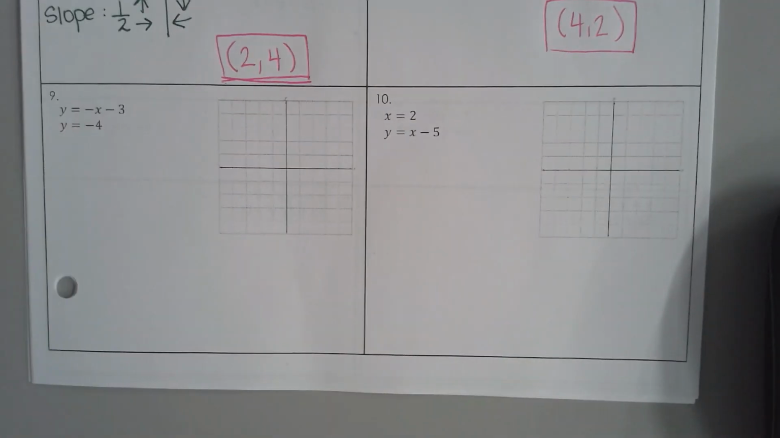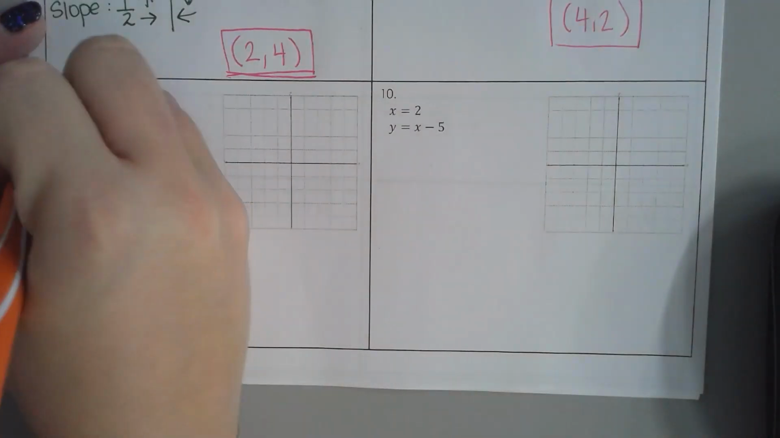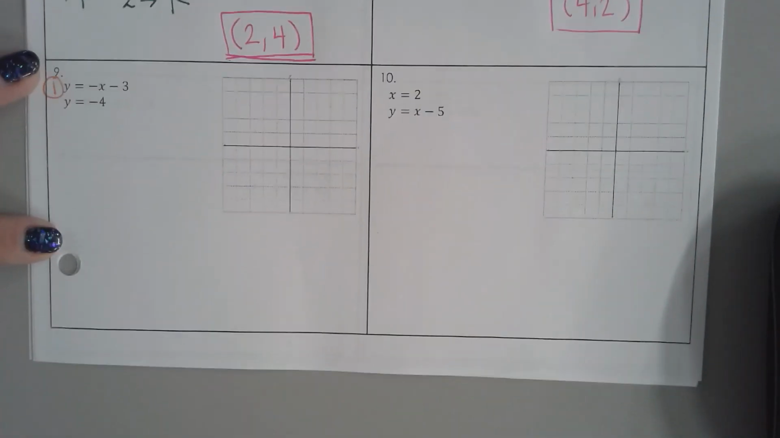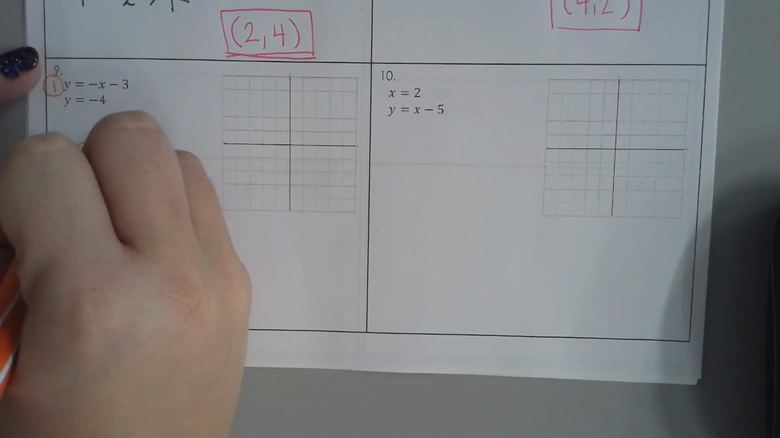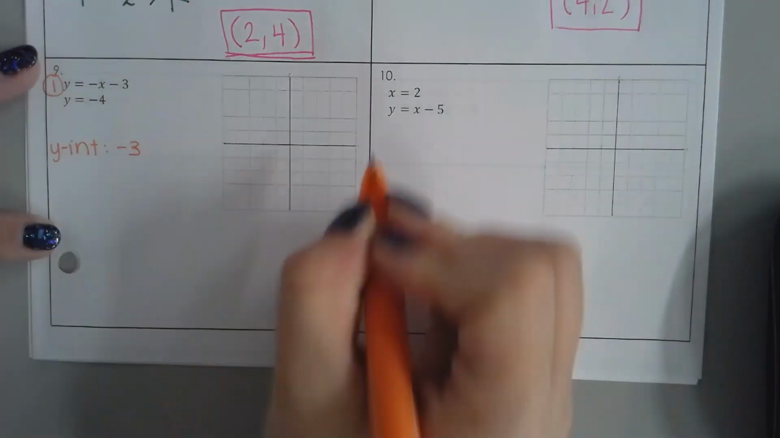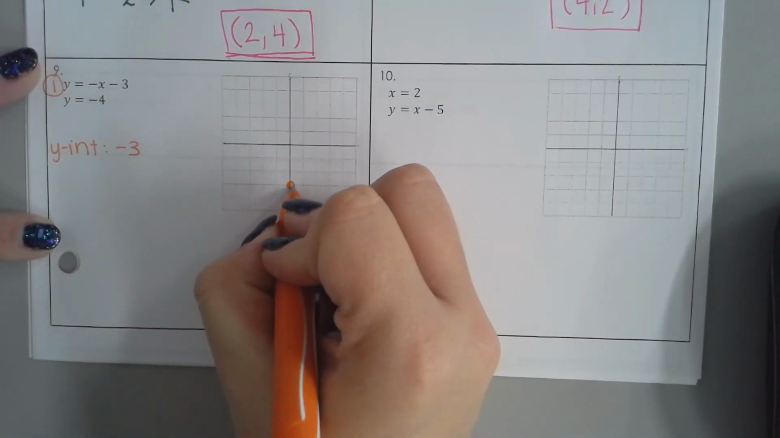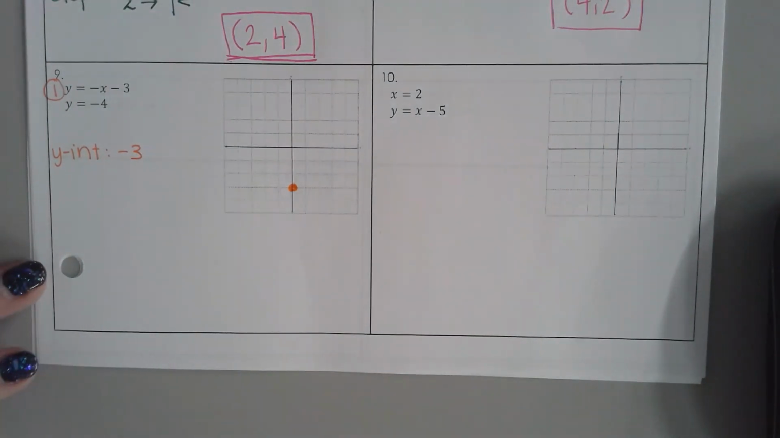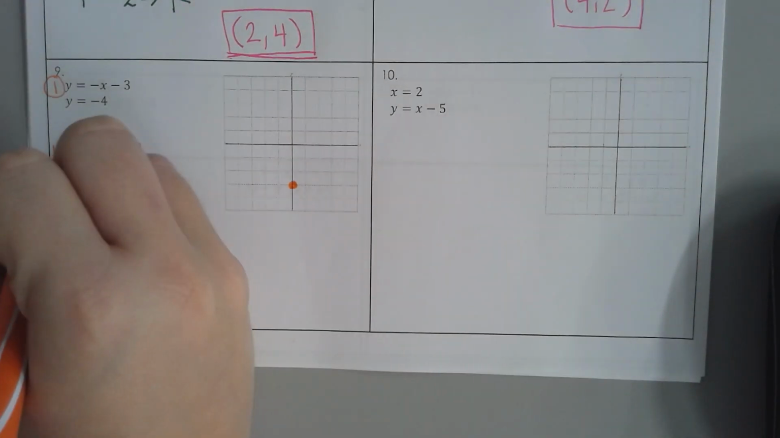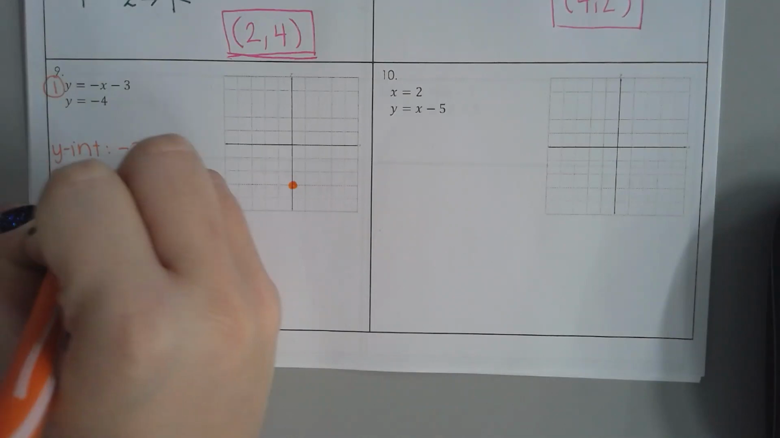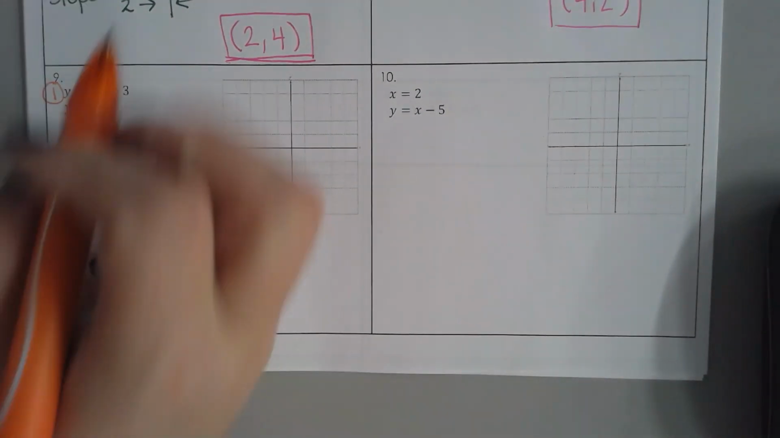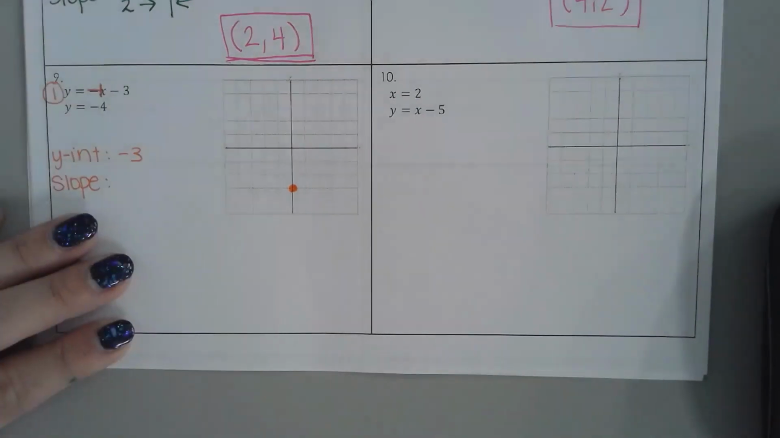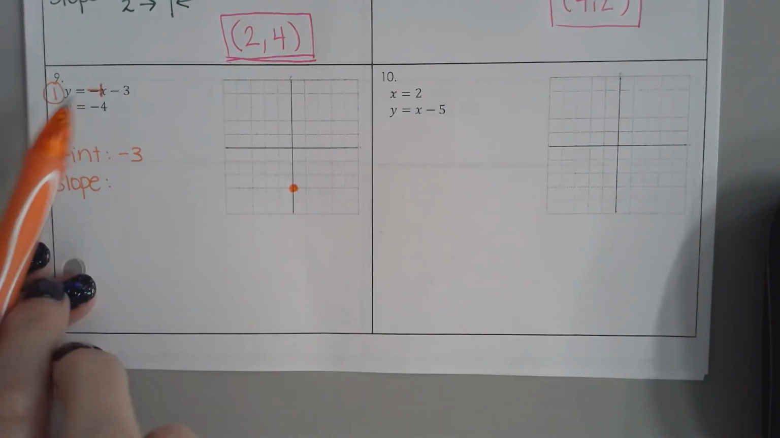Line, the first equation, what's the y-intercept? -3, good. Okay. What's my slope? It is not 1 over 1. It would be -1. So if you don't see a number in front of the x, you can assume it's 1.